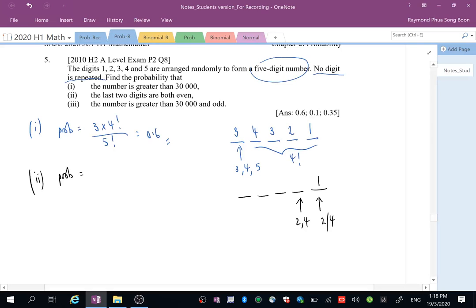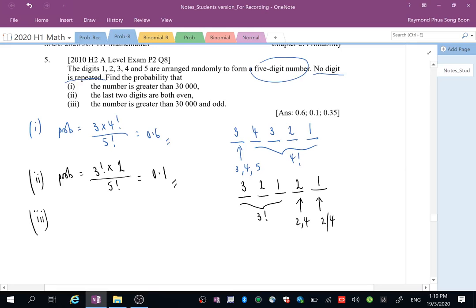So therefore, for the last digit there is only one choice. And for the second last digit, you can choose from either 2 or 4, so there are 2 choices. So for the first digit, you have 3 choices, second digit 2 choices, and third digit 1 choice. So 3 times 2 times 1 is the same as 3 factorial. So therefore, the required probability will be 3 factorial times 2 times 1. Okay, the times 1 you don't need to write. Likewise, divide by the denominator, which is 5 factorial, which is the total number of ways to permutate 5 distinct digits.